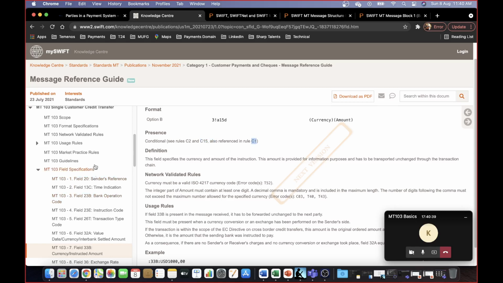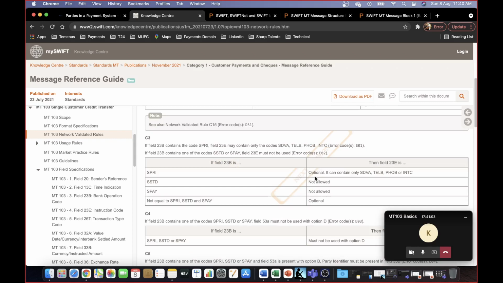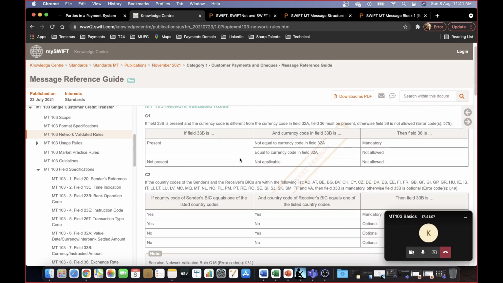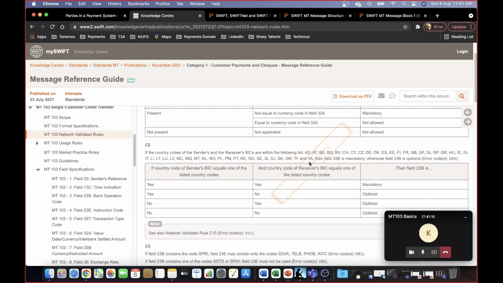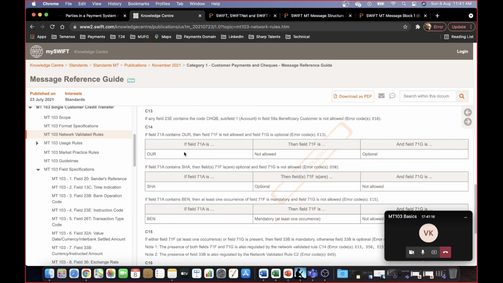How do you view this? You click on network validation rules. You have C1: if field 33B is present and the instructed currency is not equal to the currency in 32A, then it is mandatory. That's one condition in which it is mandatory. The second criterion is C14: if tag 71G is present, then 33B becomes mandatory.